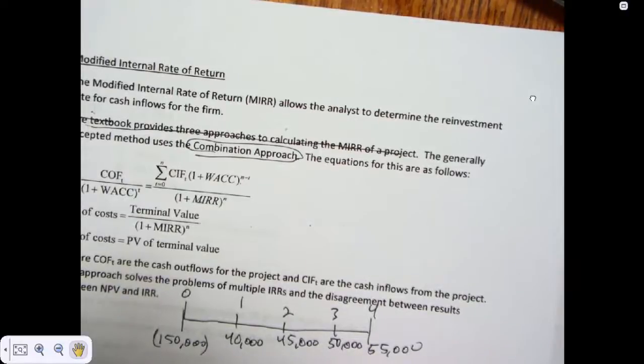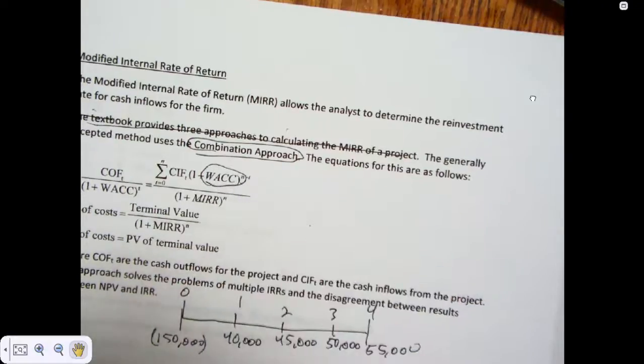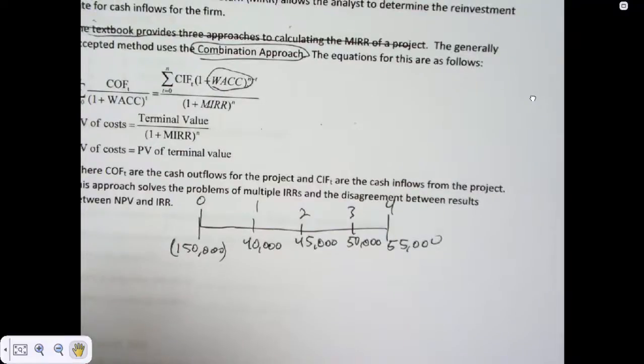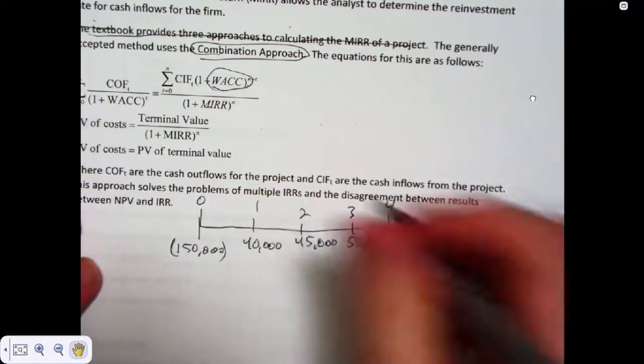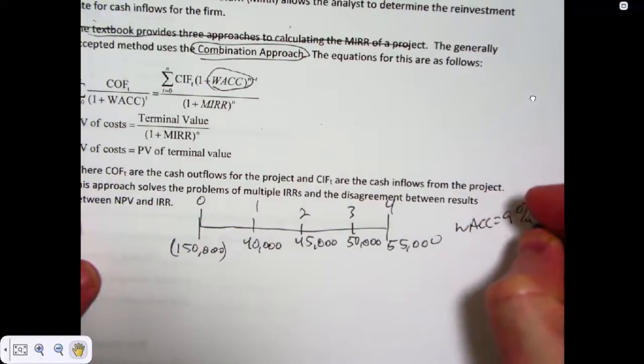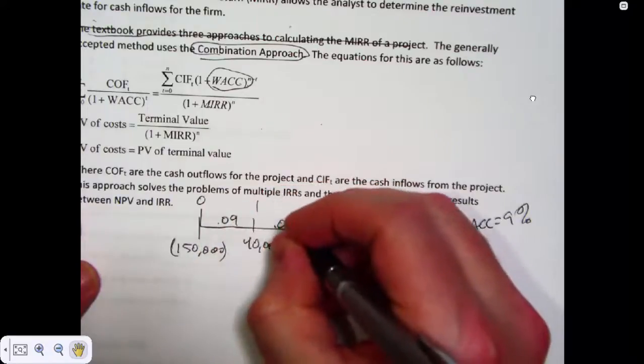flows at time 4, and we're going to use the weighted average cost of capital. Now, we're not restricted to that. We can actually use any reinvestment rate that we want, and I'm going to show you this later on in another video using Microsoft Excel, where you just put in a rate. But for now, we're going to use the weighted average cost of capital. In this example, our weighted average cost of capital is equal to 9%. So I'm going to put 0.09, 0.09, 0.09, 0.09 in here.